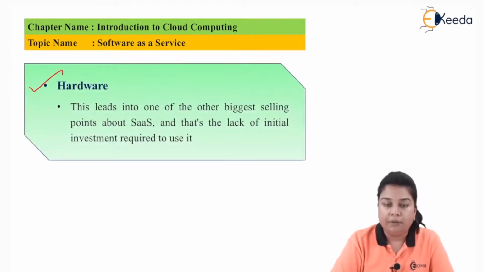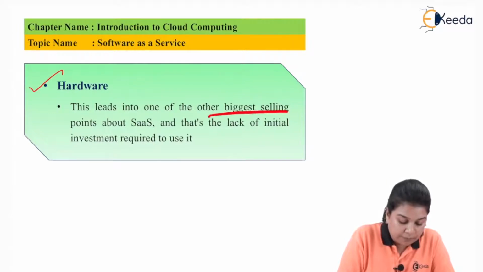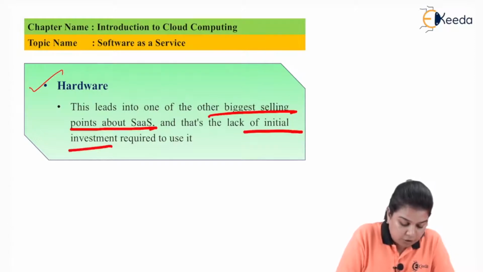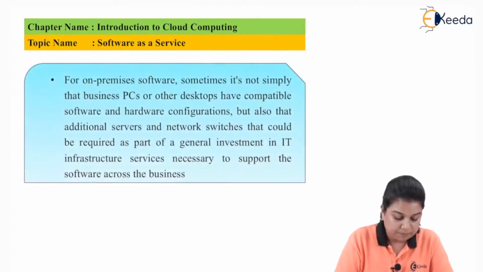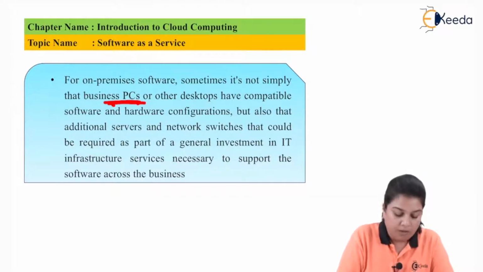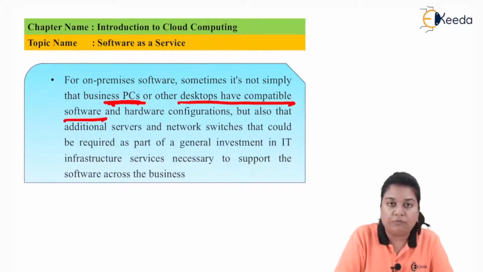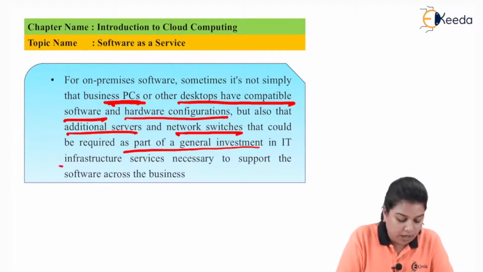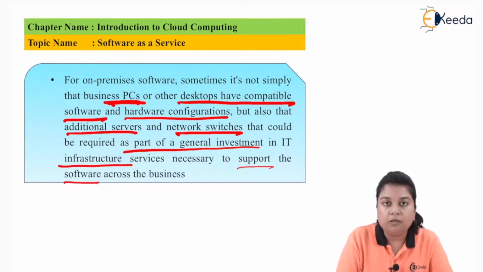Next point is hardware. This leads to one of the other biggest selling points about software as a service, and that is the lack of initial investment required to use it. For on-premise software, it is not simply that business PCs or other desktops need compatible software and hardware configurations, but also that additional servers and network switches could be required as part of a general investment in IT infrastructure services necessary to support the software across the business.